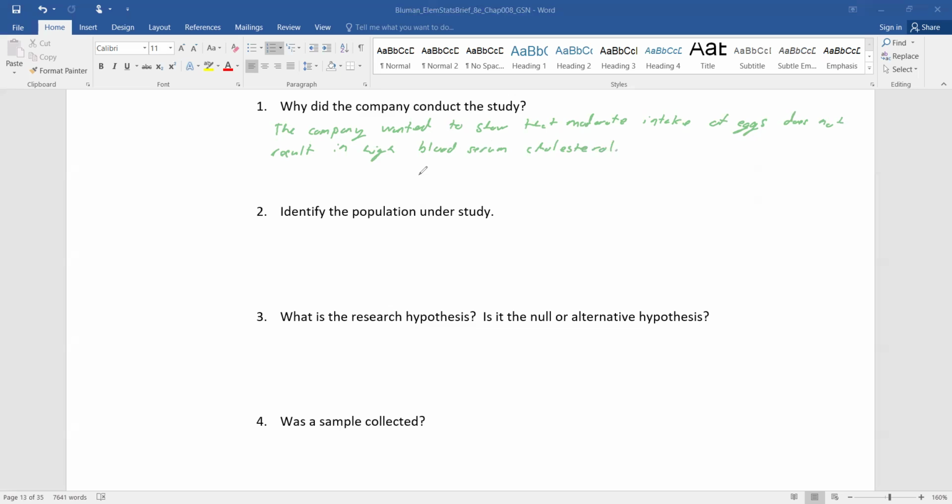All right. The second question, identify the population under study. It said in there that it was the population of American adults. So the population is American adults.